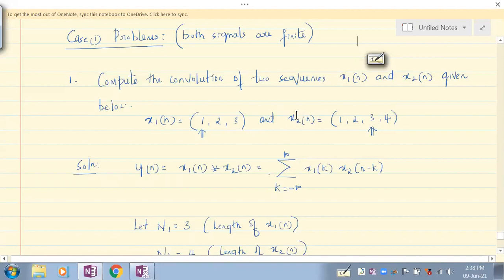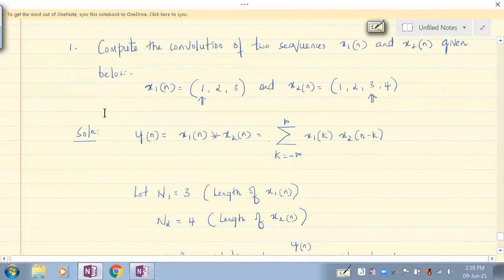Whereas we have another sequence x2 of n, which has got 4 samples, and in this the 0th sample is this 3rd sample. Which means that this x1 of n is starting at 0 and x2 of n is actually starting at what? This is 0, this is -1, this is -2. So x2 of n is starting at -2. Understand that? Okay, so let's see the solution.